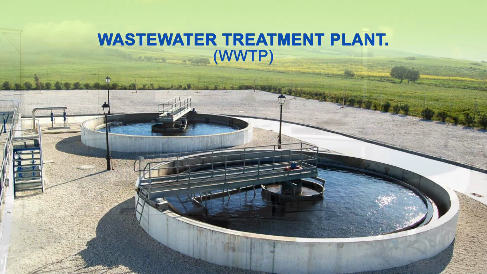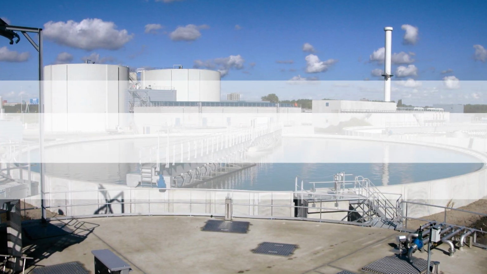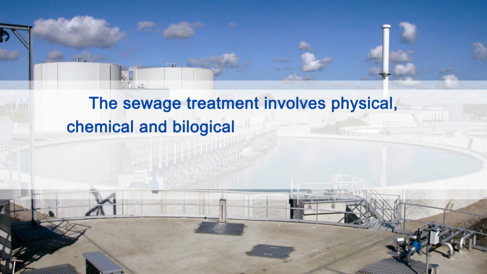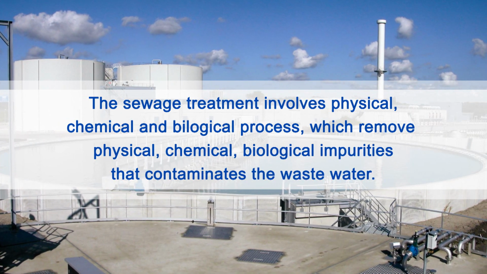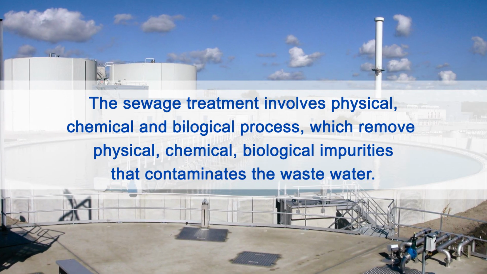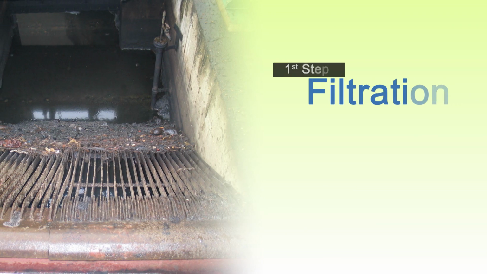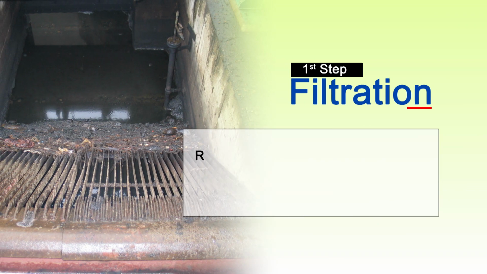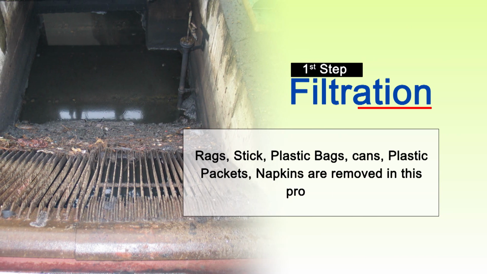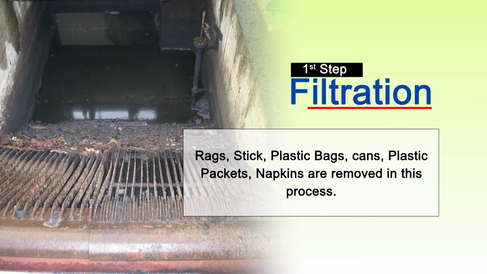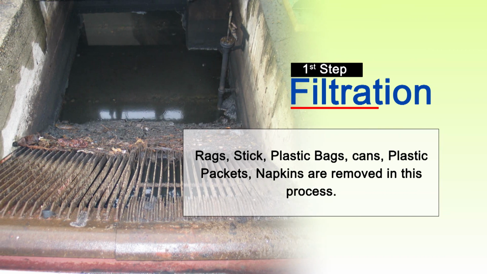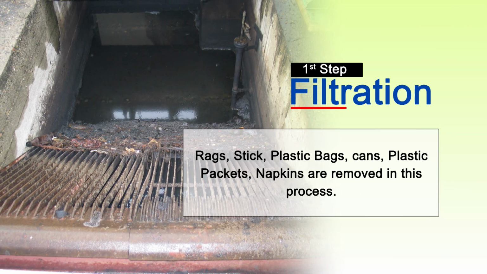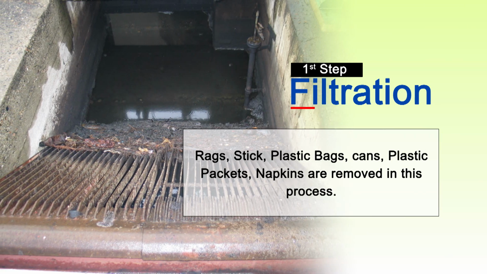The sewage treatment in a wastewater treatment plant involves physical, chemical and biological processes which remove the impurities that contaminate the wastewater. Let us discuss these processes. The first step in wastewater treatment is filtration. In this process, the wastewater is passed through bar screens. Large objects like rags, sticks, plastic bags, cans, plastic packets, napkins, etc. are removed in this process.